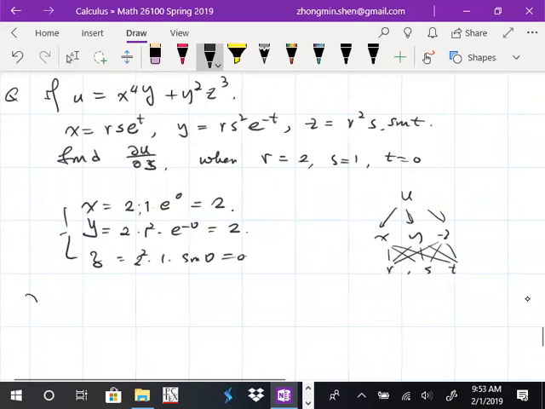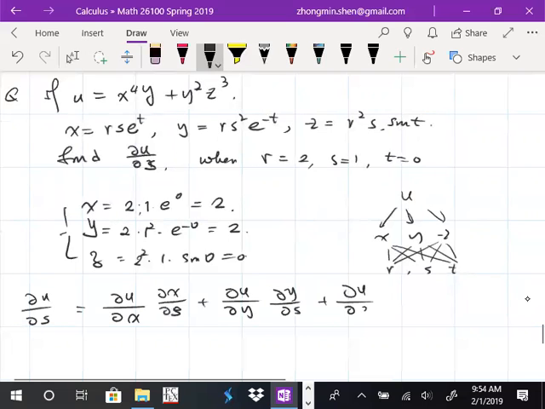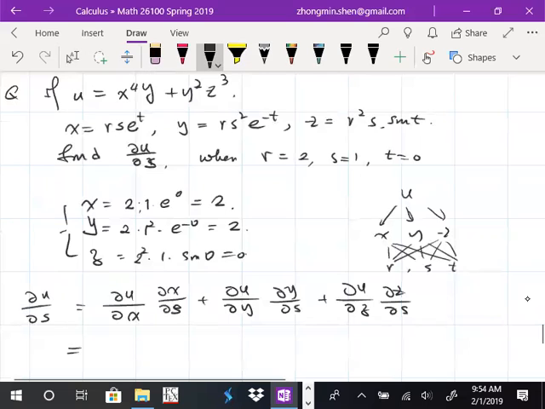So according to the formula, you don't need to find the expression in terms of r, s, t for u. You can use the chain rule. When you use the chain rule, the intermediate variables are x, y, z. So you have to differentiate u with respect to all those variables. Now let's find the partial derivatives.